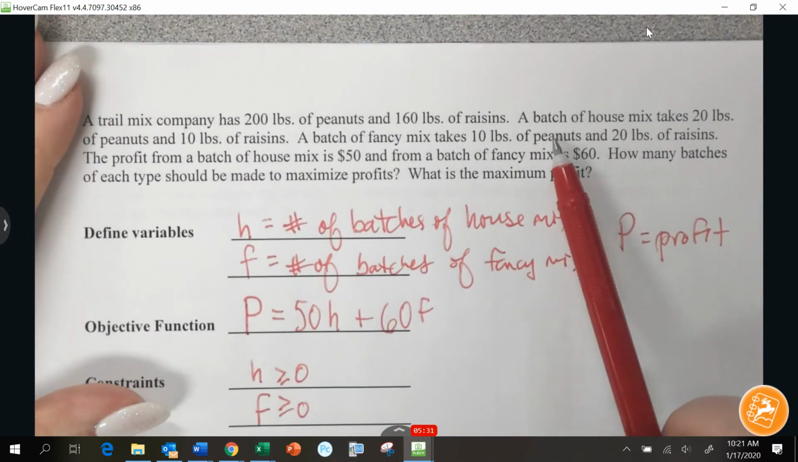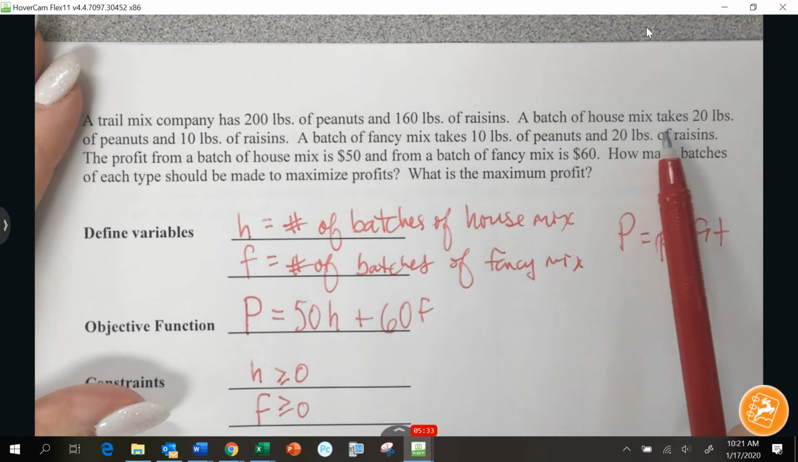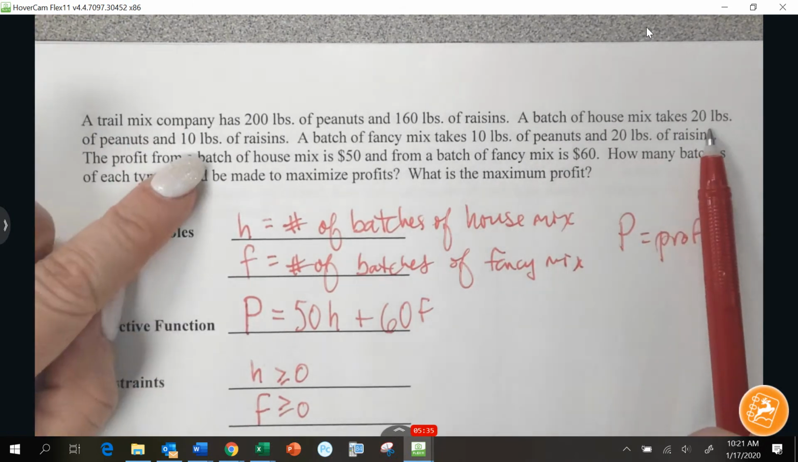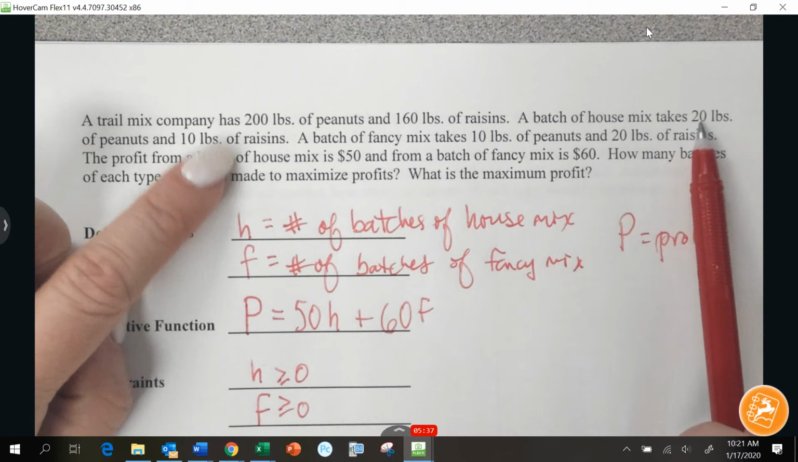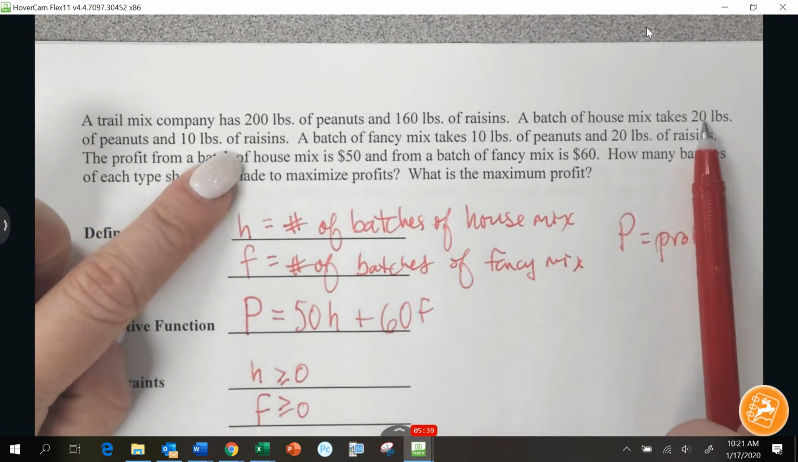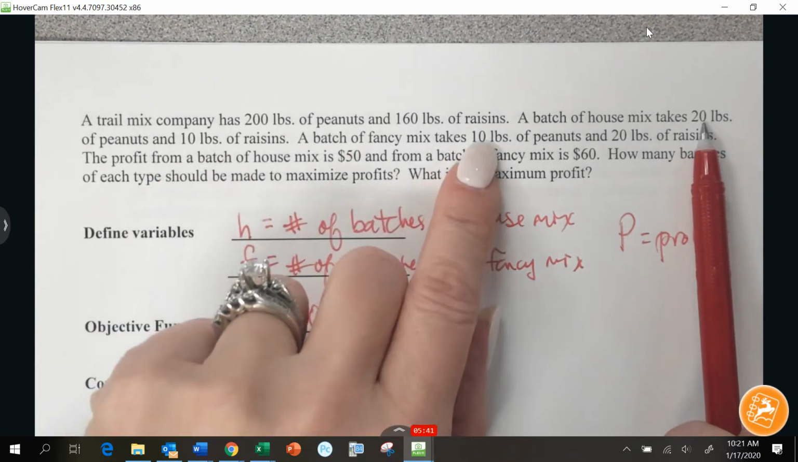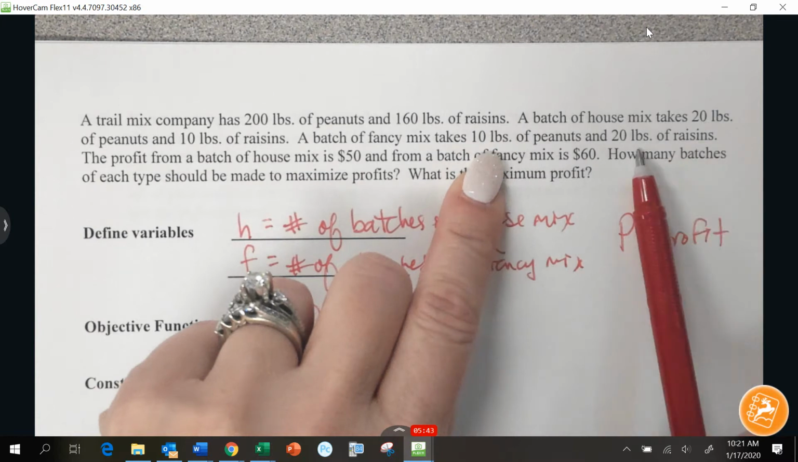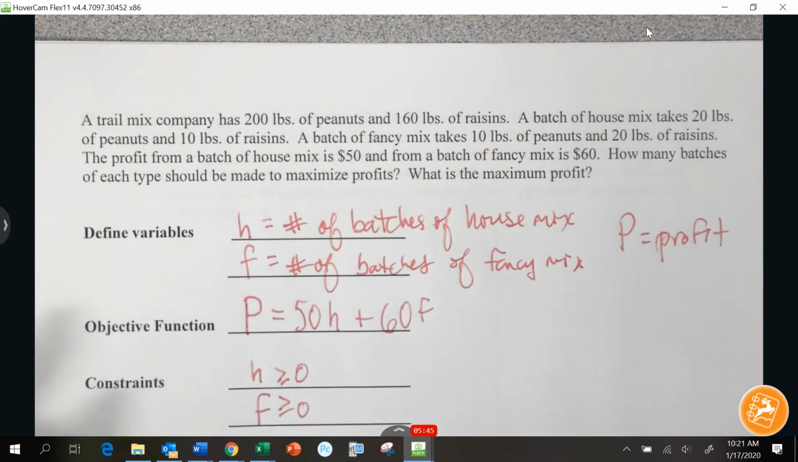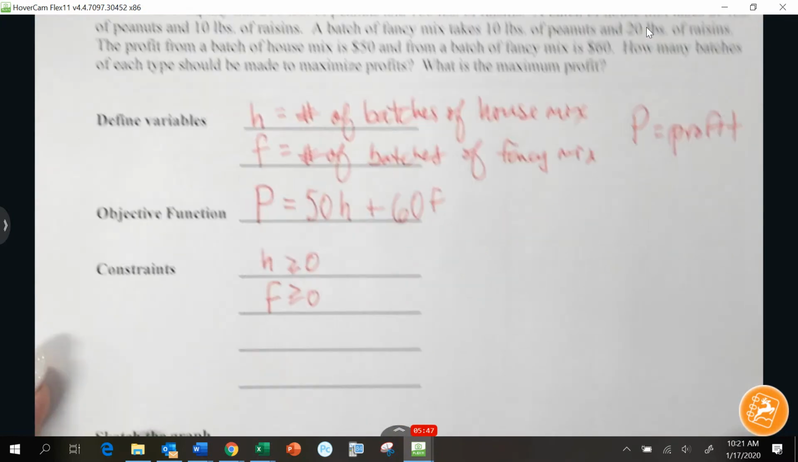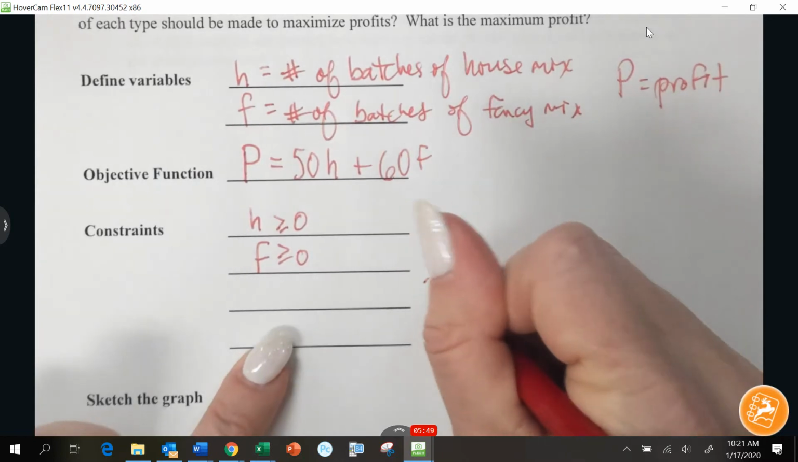The batch of house mix takes 20 pounds of peanuts and 10 pounds of raisins, so there are some constraints right there. And the fancy is 10 pounds of peanuts and 20 pounds of raisins. Here's the most complicated thing. We're going to make a constraint that has to do with peanuts.